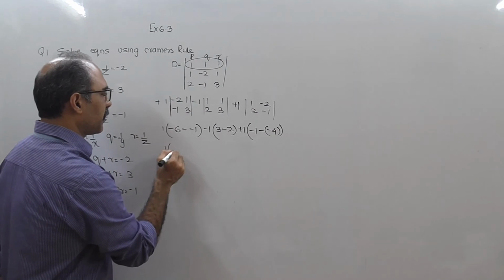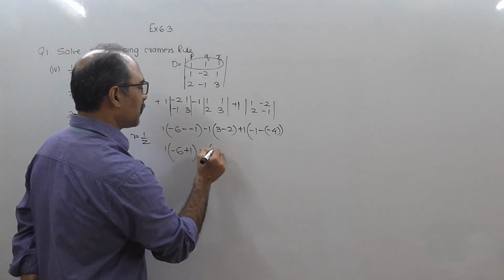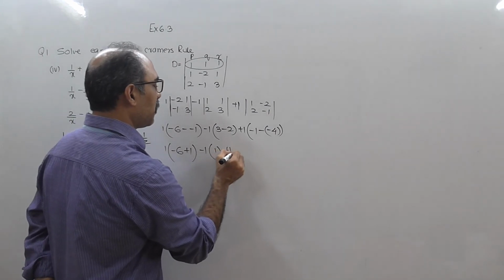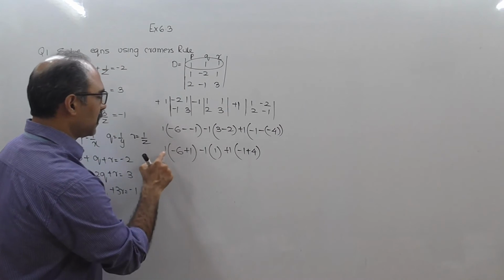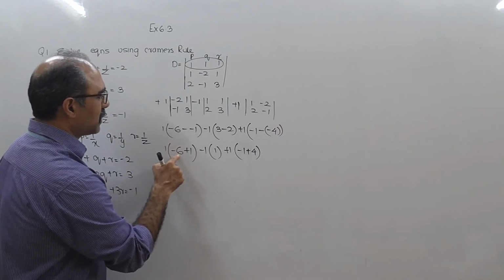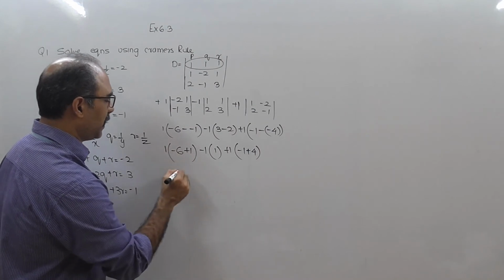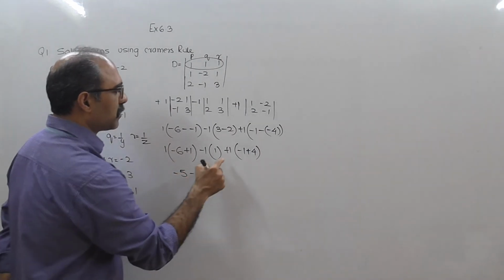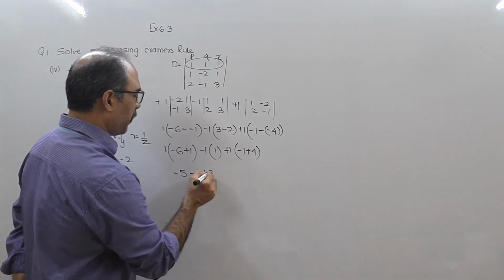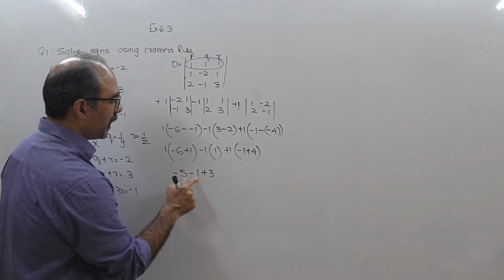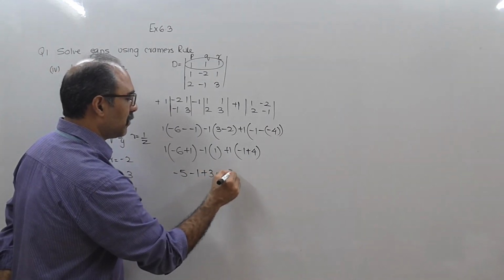This is 1, this is minus 6 plus 1, minus 1 into 1 plus 1, and this is minus 1 plus 4. I think this is minus 6 into 1. Minus 6 plus 1 is minus 5. Minus 5 into 1, the answer is minus 5. This is minus 1. 4 minus 1 is 3. So I think the answer will be positive 3. So minus 5 minus 1 is minus 6. Minus 6 plus 3, the answer is minus 3.